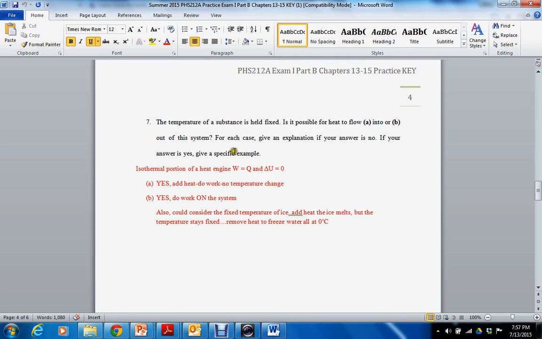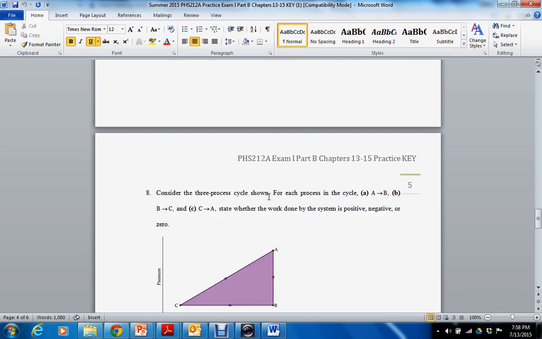Well, we can add heat to the system and have that heat do work, and there would be no temperature change. Or we could have work done on the system. So if you have ice and you add heat and the temperature doesn't change, then we can convert the ice into liquid water. Also, you can do it the other way, part B. If heat is flowing out of the system, then you can do that.